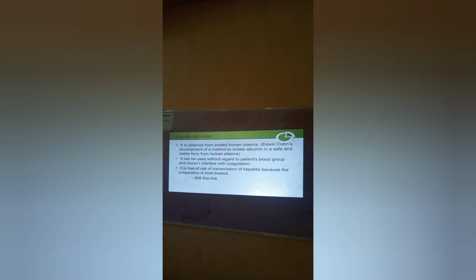Just as I mentioned, these are important classes of products, and they must be metabolized and excretable in the body. So you have that property in human albumin. Hypoalbuminemia from a range of pathologies is a poor prognostic factor. It is obtained from a pool of human plasma, using a method developed to extract albumin in a safe and stable form from human plasma.